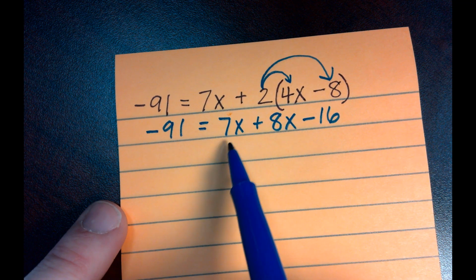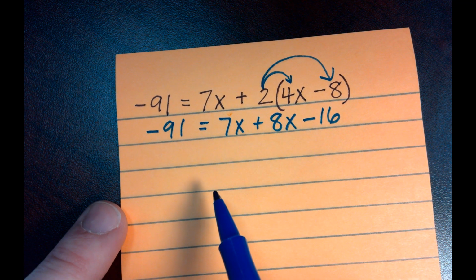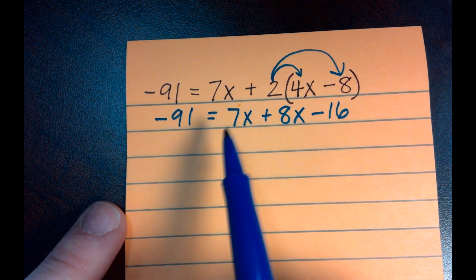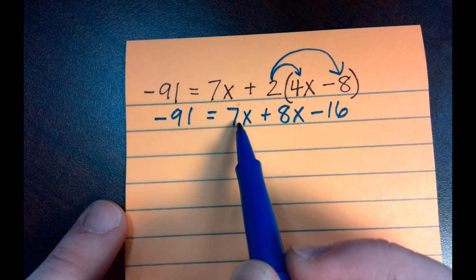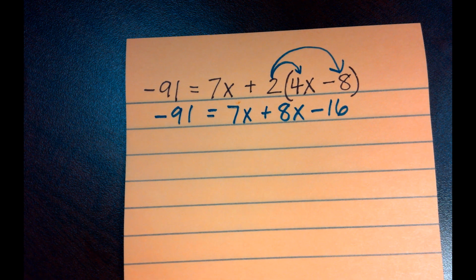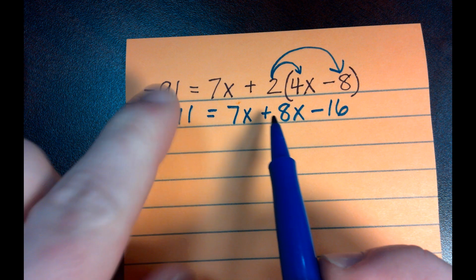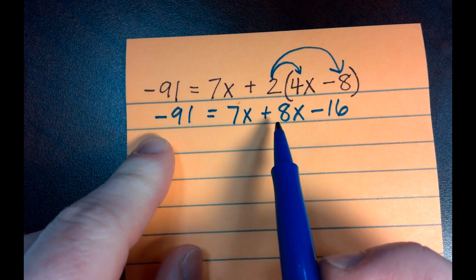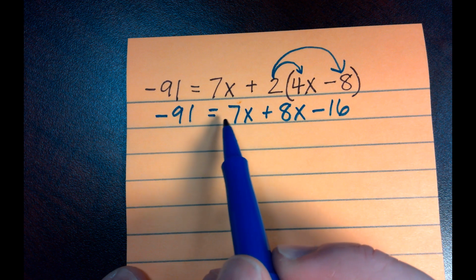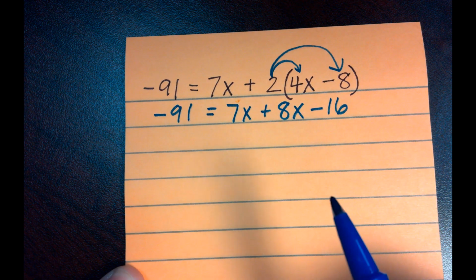How'd you know that we could do that? Yes, they have the same variable. These are like terms. Whenever you have like terms on the same side of the equation, you don't have to use inverse operations. I'm not combining them on opposite sides of the equal sign. They're already together, so we can just add them. 7x plus 8x is what?